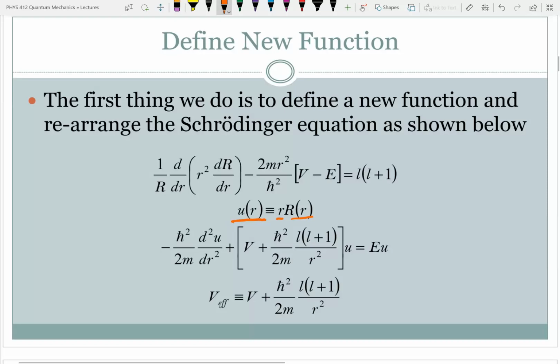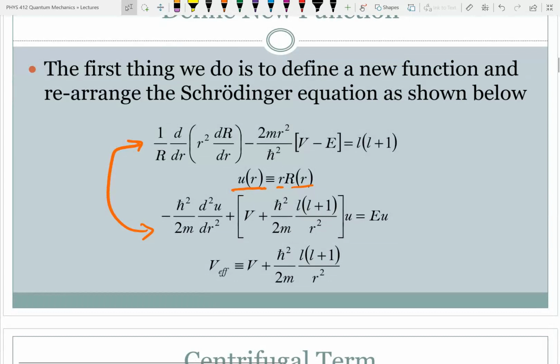Now, what I did Friday, today's Monday, I'm really up to date on the days of the week, what I did Friday was to show that these 2 equations are equivalent. So I'm not going to show that again, but they are equivalent equations. And then we define an effective potential that's the actual potential plus this term here that is called the centrifugal term.